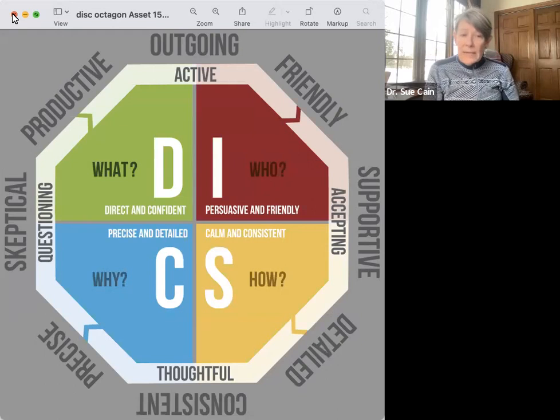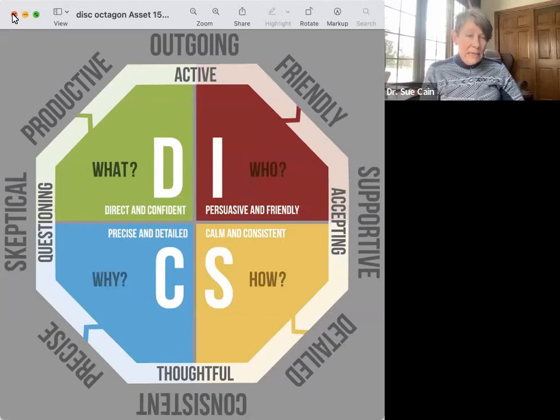And down below on the right-hand side, S stands for steady, and also calm and consistent. That person's key word is how. How should I approach this? That person is very focused on details, and they don't like to take a leap forward until they have information. And then in the lower left, finally, we have a C, which stands for conscientious. The key words for a C are precise and detailed. And their word is why. Why should we be doing this? They're natural refiners. They wear the hat of a refiner. How can I make this better is always on their mind.